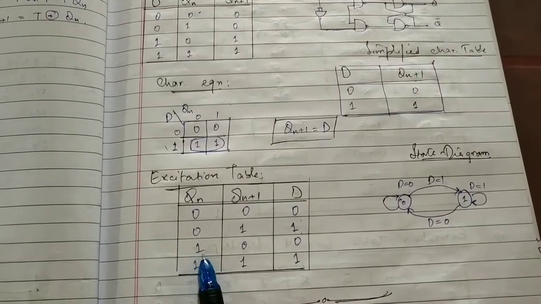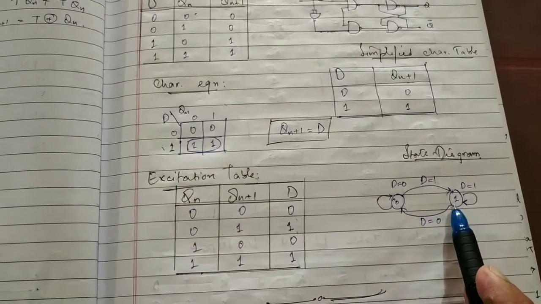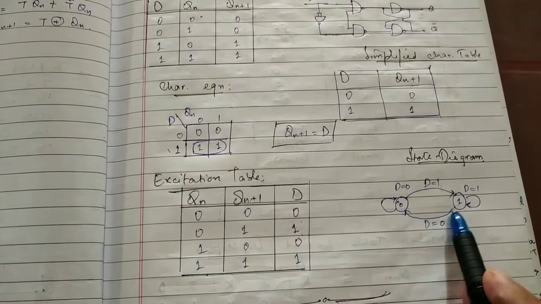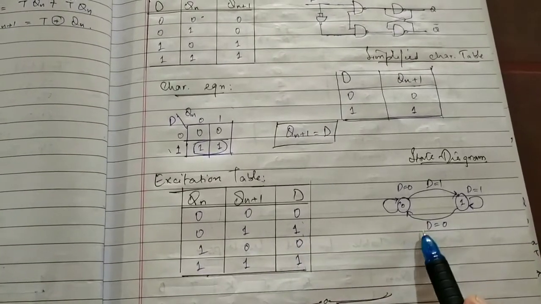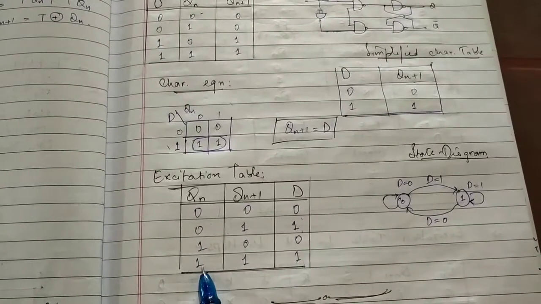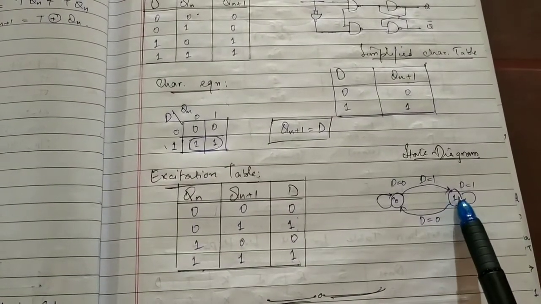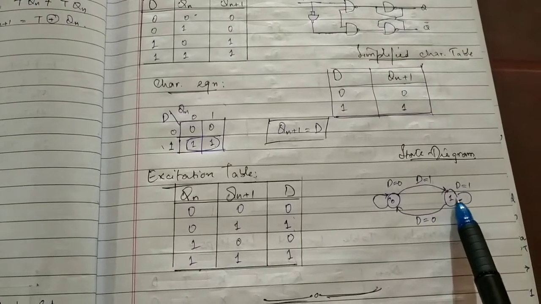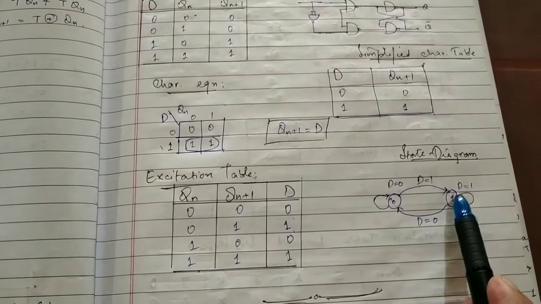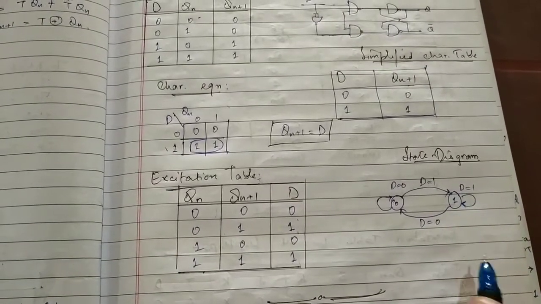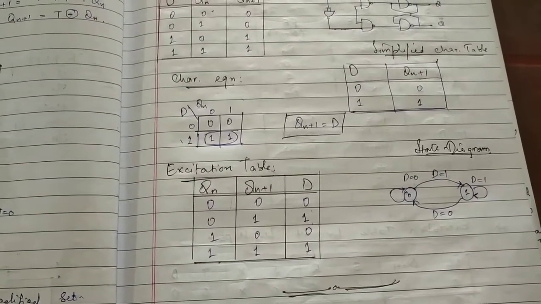When the initial state is 1 and the next state is 0, we draw an arrow from 1 to 0. When D is equal to 0, we write D equal to 0. Lastly, when the initial state is 1 and the next state is 1, there is a self loop at 1 itself. At input D equal to 1, we write D equal to 1 above the arrow. This completes the state diagram of the D flip-flop.